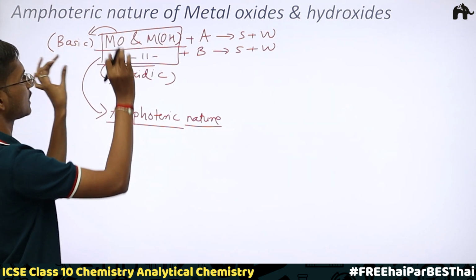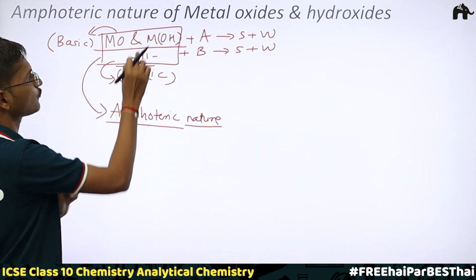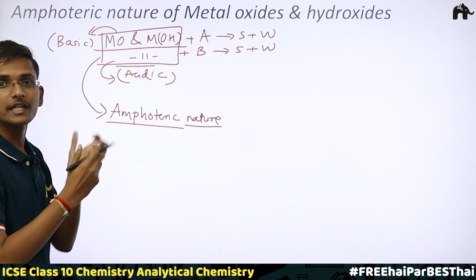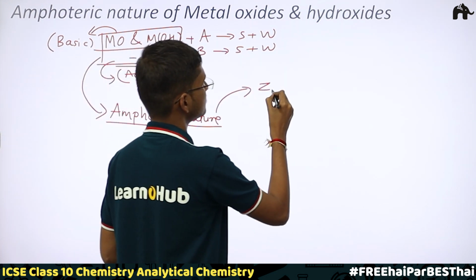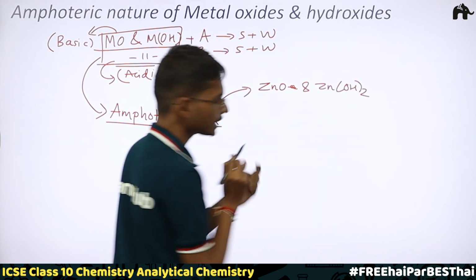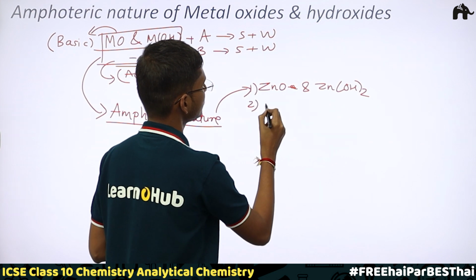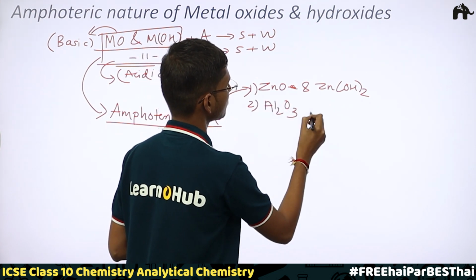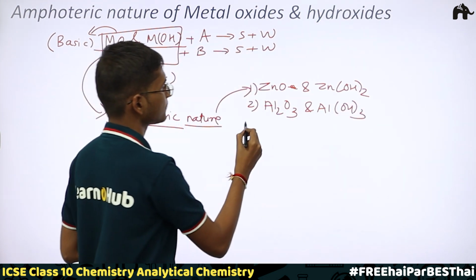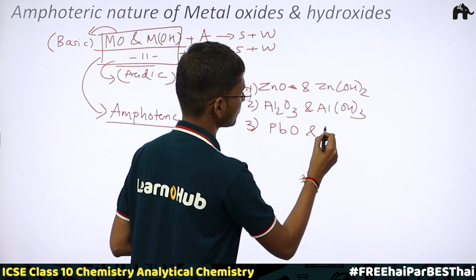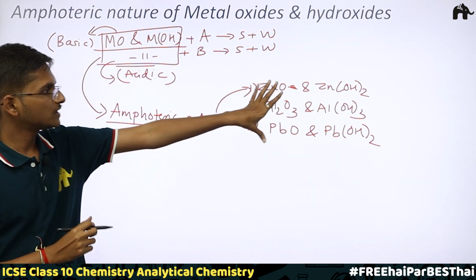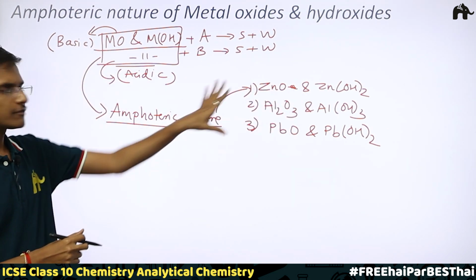So we call these metal oxides and metal hydroxides amphoteric metal oxides and amphoteric metal hydroxides. Now let's see an example for them. Which of these metal oxides and metal hydroxides behave like this? Here are the examples. Zinc oxide and zinc hydroxide behave like this; they have amphoteric nature. Secondly, aluminium oxide and aluminium hydroxide also have amphoteric nature. And lead oxide and lead hydroxide also have amphoteric nature. These three cases we are going to see in this chapter, that's why I have mentioned them.